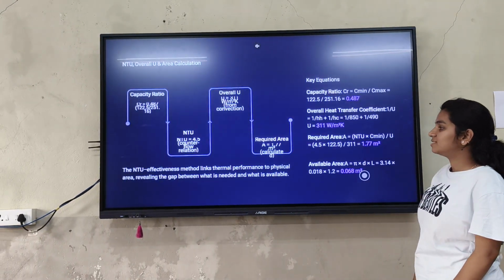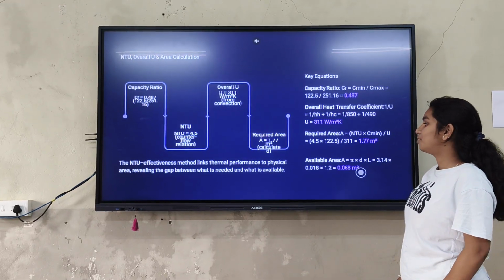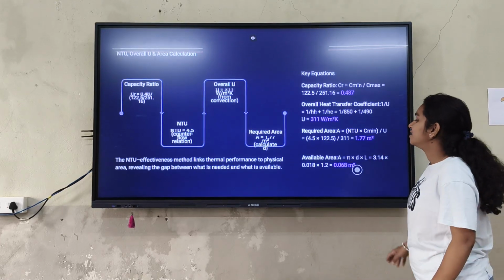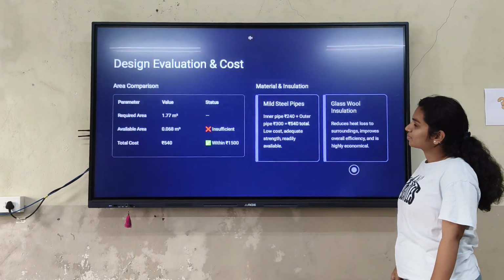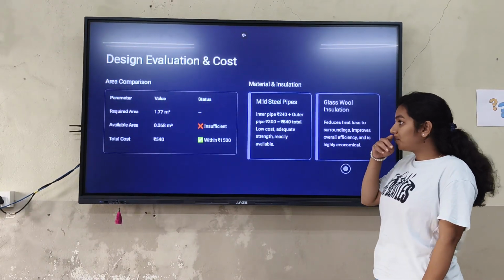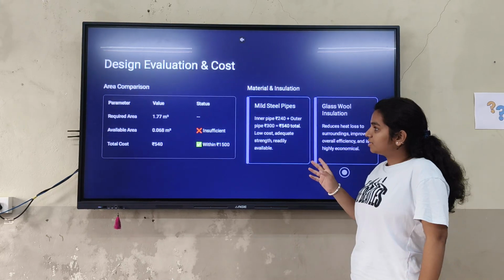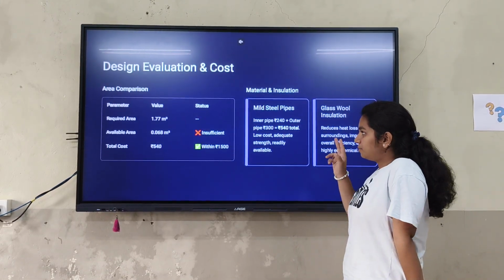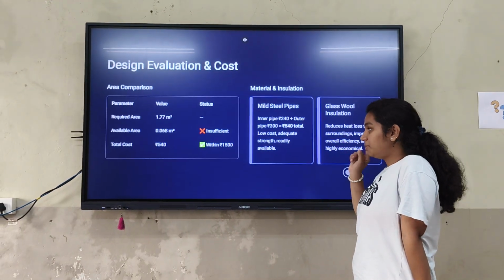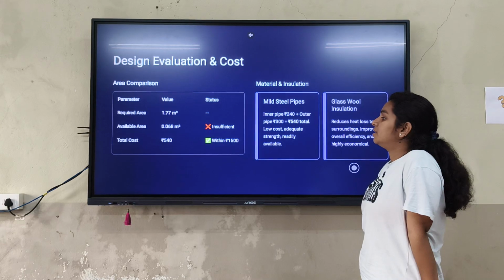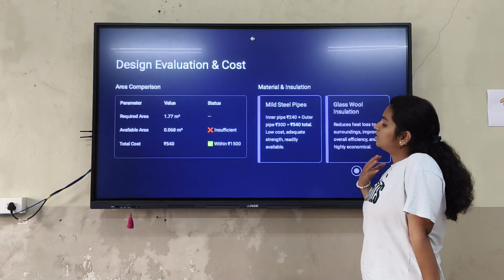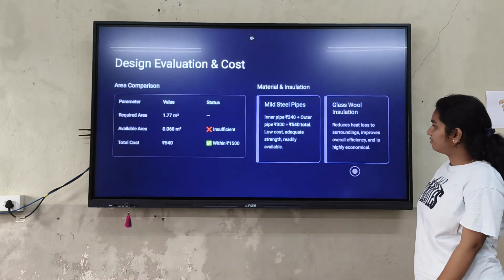The NTU effectiveness method links thermal performance to physical area, revealing the gap between what is needed and what is available. Design evaluation and cost. Area comparison: the area required is 1.77 meters square, while the available area is 0.068 meters square, which is insufficient. The total cost is 540, which is within 1500.